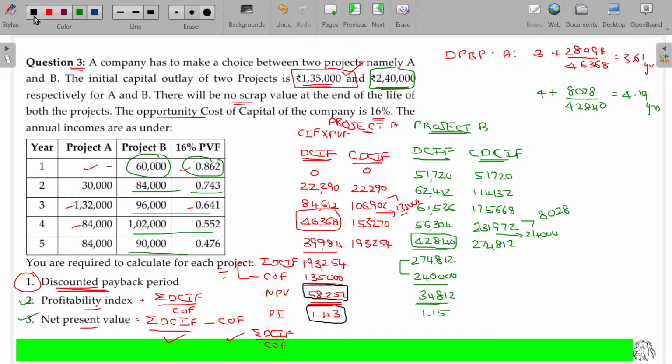Among this model also, the discounted payback period, shorter is the better, so A. For all the three models, NPV, PI, and discounted payback period, we are sure that A is the better project than the B. So we have to choose A, not the B. Clear?